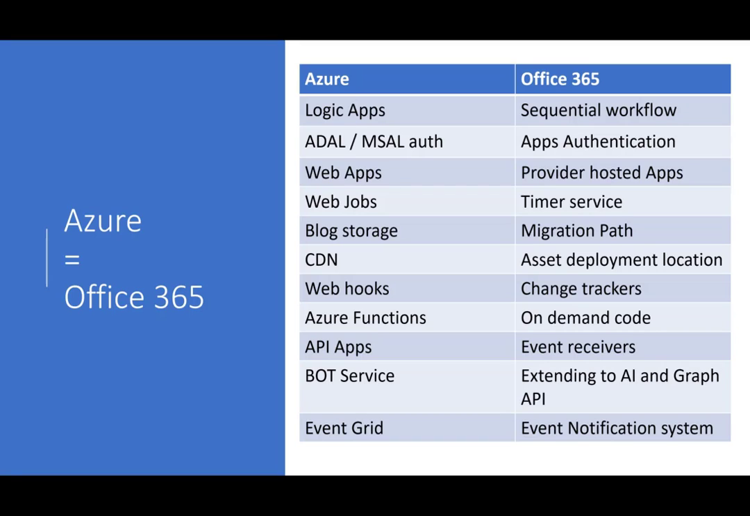Your web apps and web jobs are the same, and they represent a timer service or timer jobs or a provider hosted model where you are writing something which is out of the context of SharePoint or Office 365, and they are just running by consuming those data and services. Your CDN works well. You can deploy your SPFx solutions to a CDN, whether it's public or private, and consume that. Your webhooks, any change notifications, you can track, access, parse that information and process it accordingly.